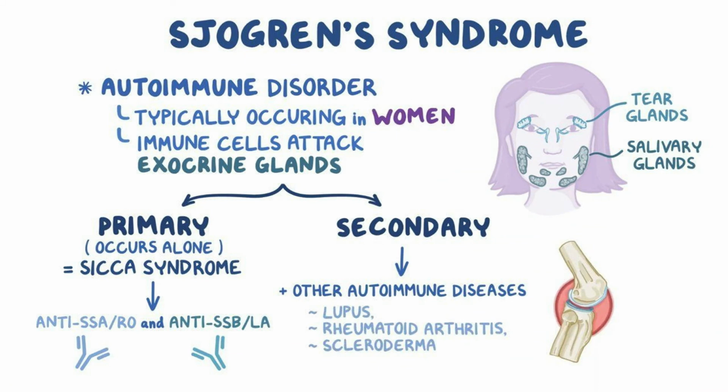Sjogren's syndrome, again, is mostly in women. They will have dry eyes, which is keratoconjunctivitis sicca, and dry mouth or xerostomia. It can be primary or by itself, or secondary, which occurs with other autoimmune disorders like SLE, rheumatoid arthritis, and scleroderma. Lab testing for anti-SSA and anti-SSB antibodies can be helpful.